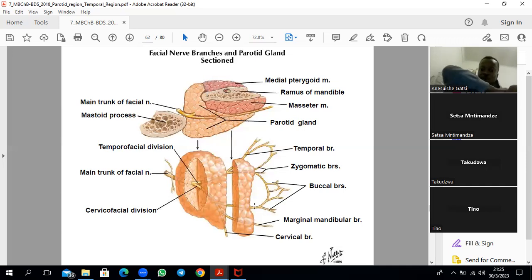So two is the temporal branch, mostly for occipitofrontalis and some of the muscles of the eye, like orbicularis oculi. I have the zygomatic branch, the buccal branch. Buccal branch is for buccinator. I have marginal mandibular, then the cervical branch. Cervical means neck, meaning this cervical branch will innervate a muscle of facial expression that I find in the neck, which I call the platysma muscle.